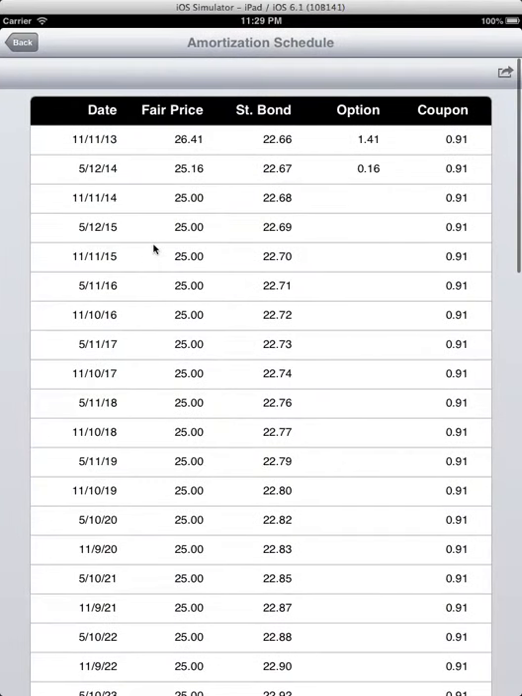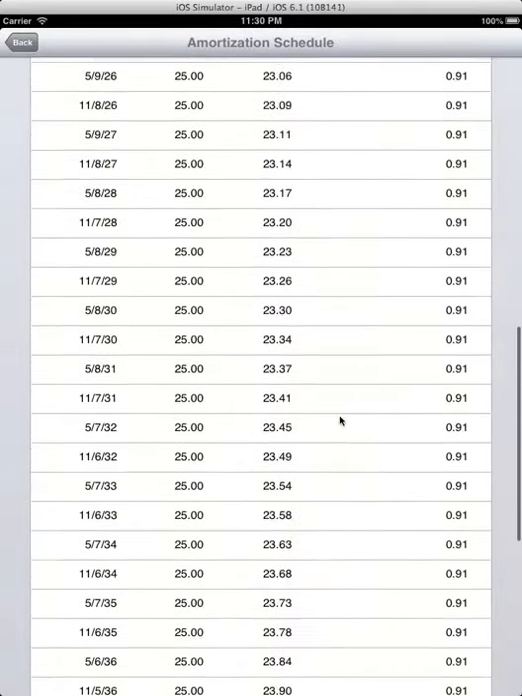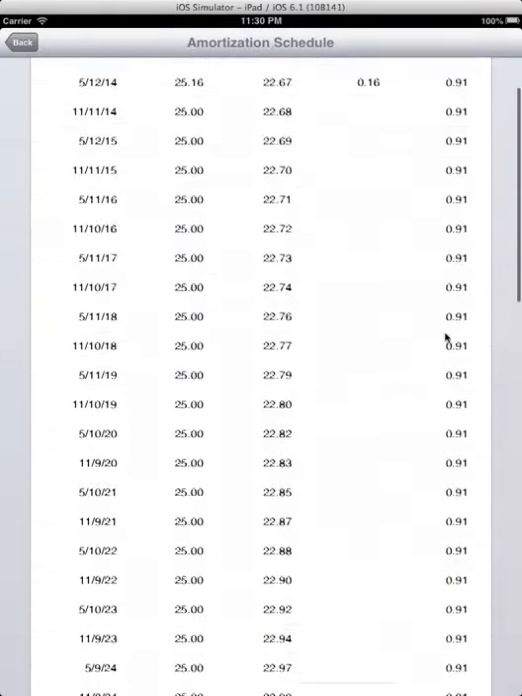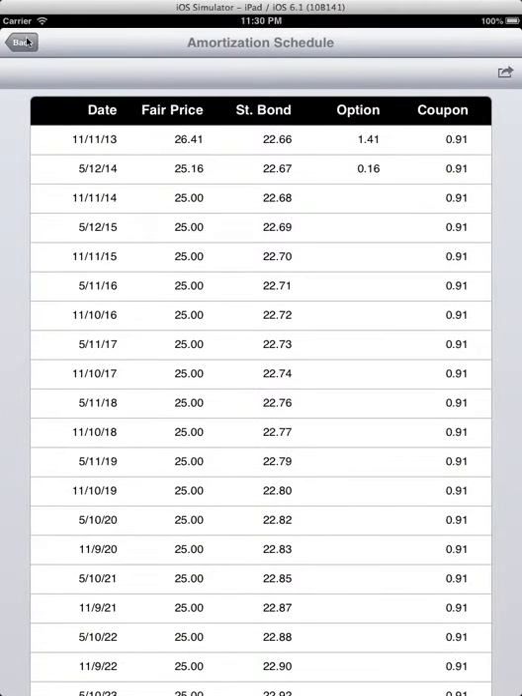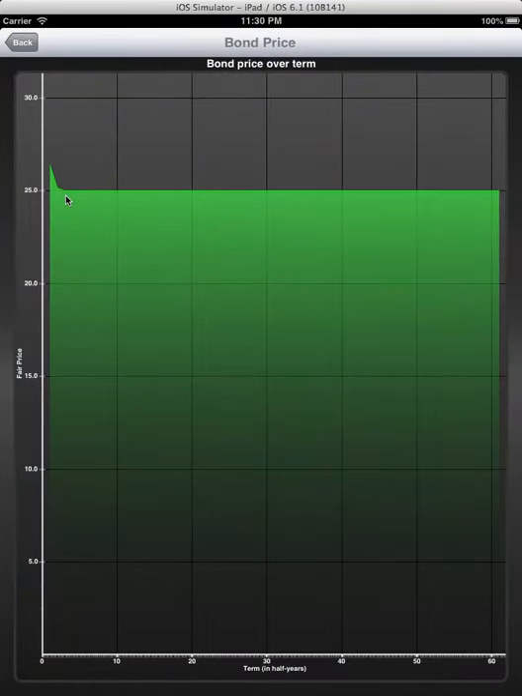So, the bond schedule. This essentially starts with the dates for each half year to the completion of the term, the fair price, straight bond price, option price, and the coupon that is paid. At the bottom you can see the whole schedule, and you can also print and email the output. Here is a graph of the fair price and the term. Here you see a spike in the beginning. That means there is an option price embedded into the bond.